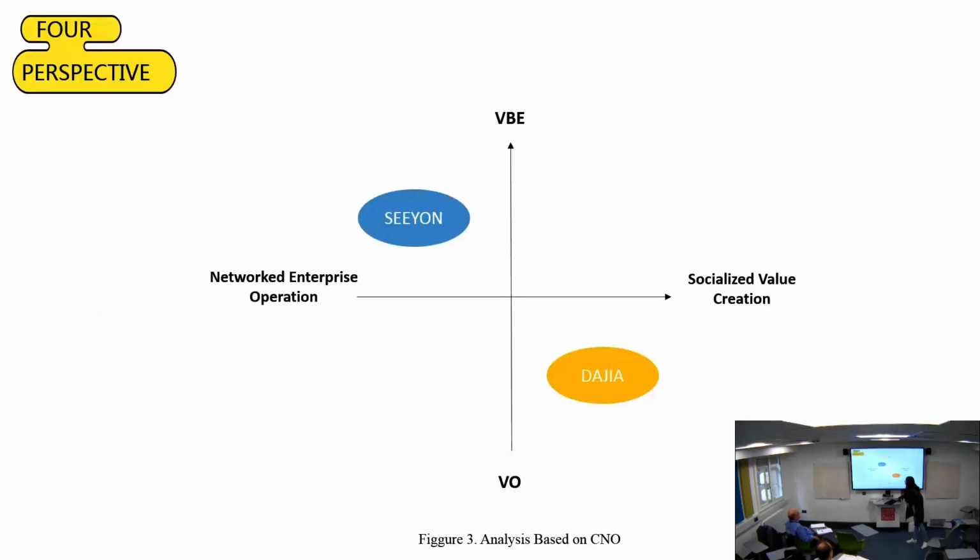Okay, so based on these two case analyses, here is a perspective on these two cases. The first is about SEEYON. We can say there are two types of collaborative network: one is virtual organization, and one is virtual breeding environment. I think they are all one type of collaborative network.